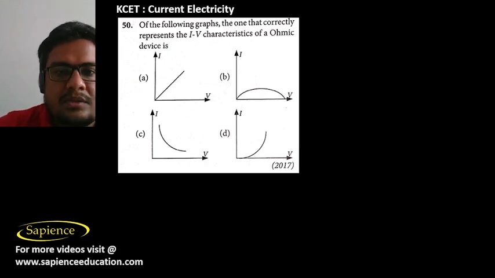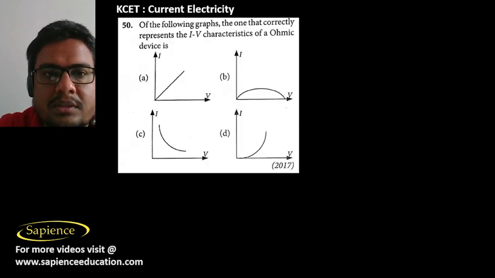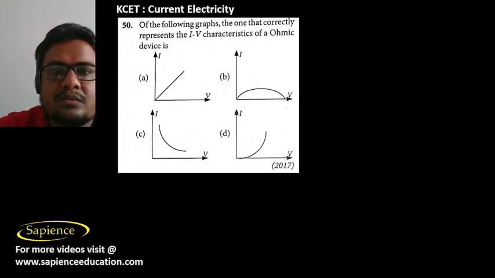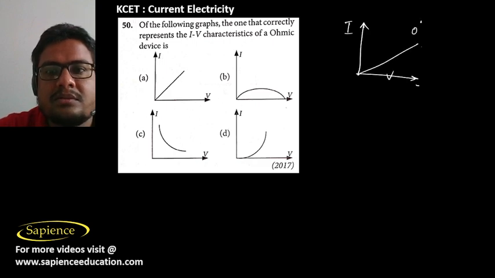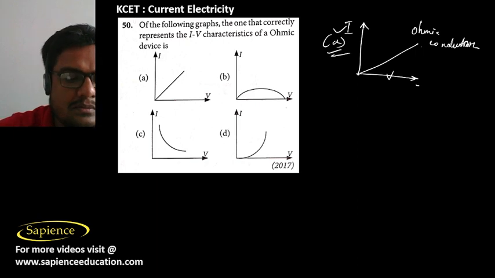In question number 50 it is asked: of the following graphs, the one that correctly represents the IV characteristics of an ohmic device is. An ohmic conductor is one that follows Ohm's law, which means the IV curve should be a straight line. Since it is ohmic, it should follow Ohm's law. So option A is the correct answer.